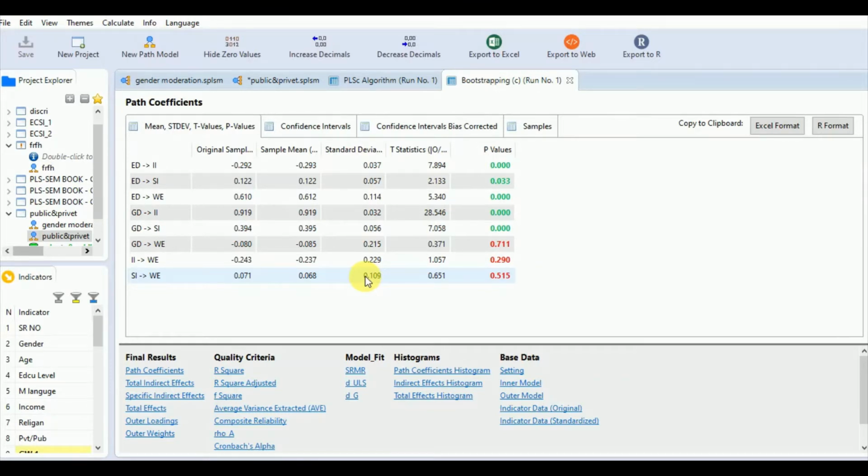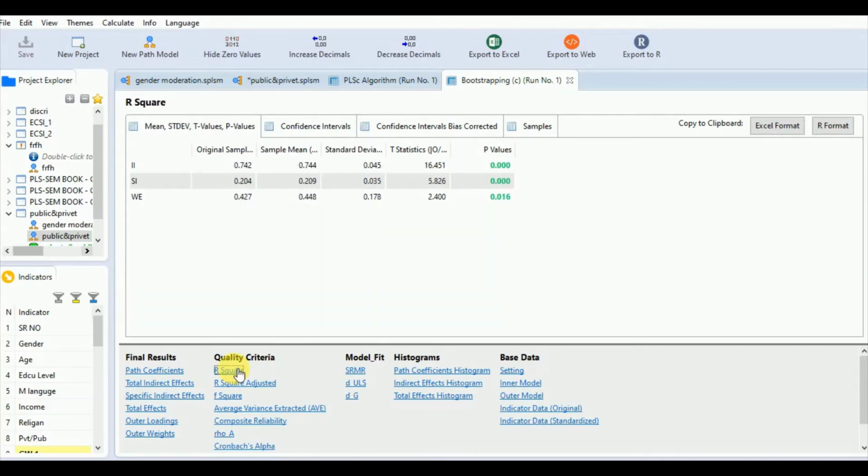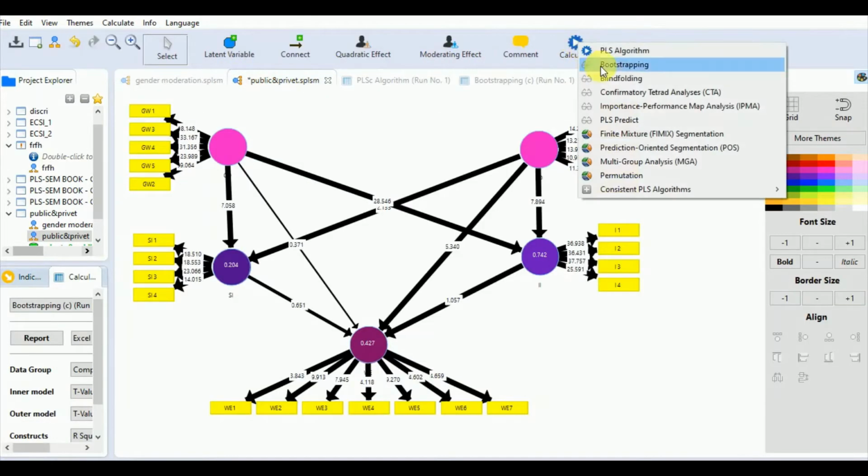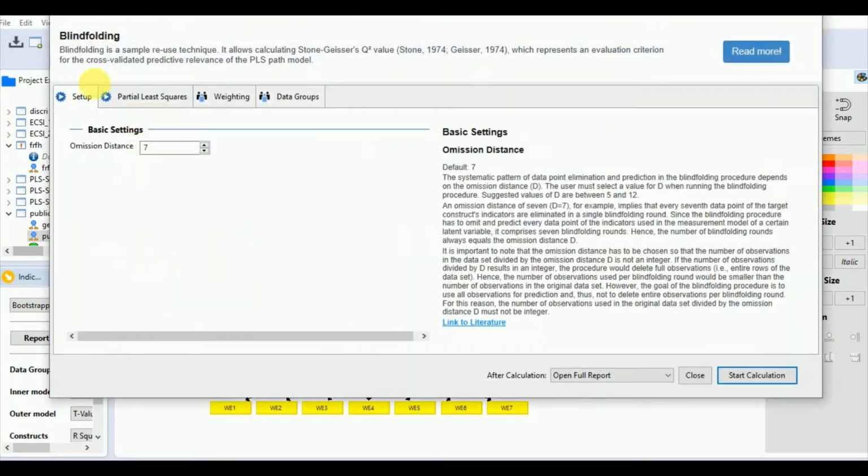Standard assessment criteria which should be considered include the coefficient of determination, which is the R-square, and the blindfolding-based cross-validated redundancy measure Q-square, which you can get in the calculate option, blindfolding. The blindfolding is a sample reuse technique that allows calculating the Stone-Geisser Q-square value and represents an evaluation criterion for the cross-validated predictive relevance of the PLS path models.